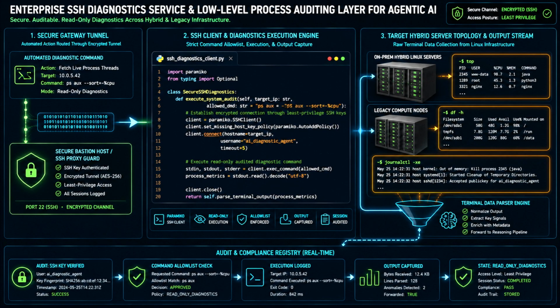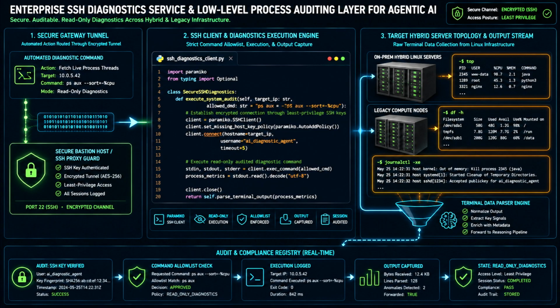Not all infrastructure data is accessible through APIs. Many critical diagnostics still require direct server access, especially in hybrid enterprise environments with on-prem systems. The SSH Diagnostics Service enables secure remote command execution on Linux or Unix servers. Through SSH, the executor agent can gather process statistics, inspect memory usage, read log files, check disk capacity, and identify resource bottlenecks. Common commands include top, ps, df, netstat, and journalctl.